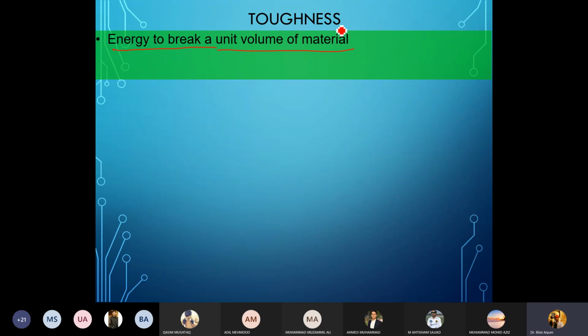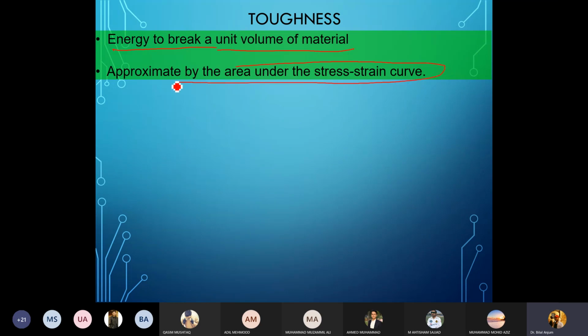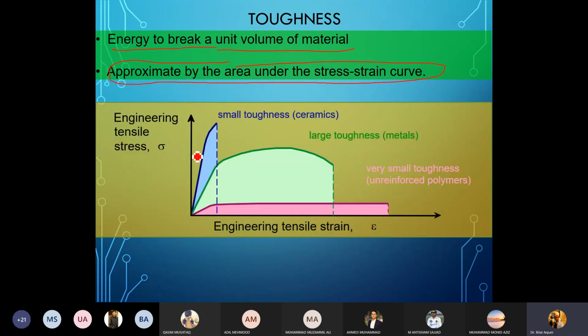All right, it is approximated by the area under the stress strain curve. So it is the total energy that is required to break a unit volume of material. Again, if you have engineering tensile stress and engineering tensile strain curve, the total area under the curve of tensile stress strain sample would give you the toughness of a material.